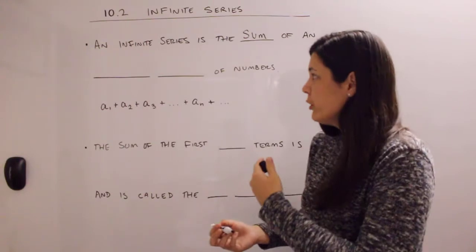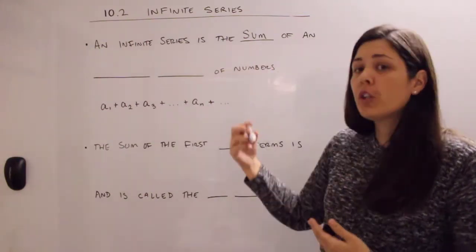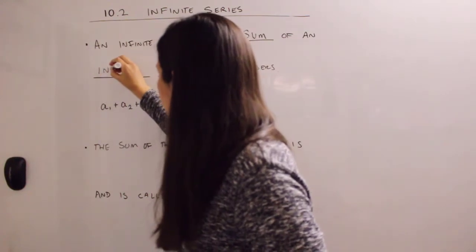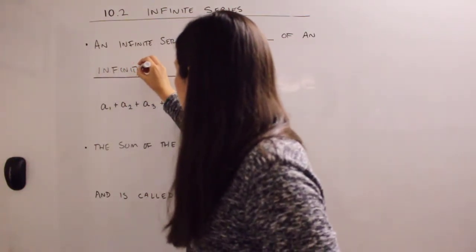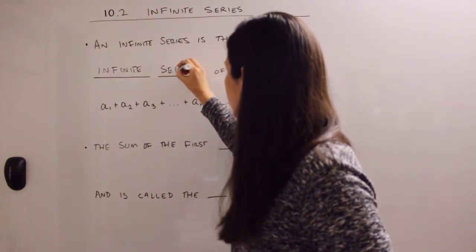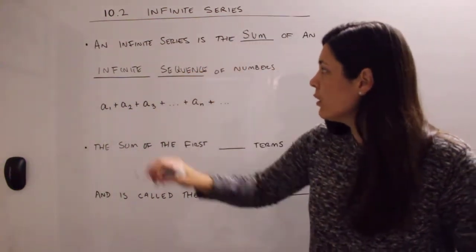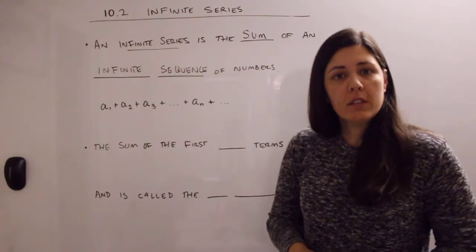And so an infinite series is the sum of something, and if you recall, the sequence has the list of the terms, so you're just adding the terms from the sequence. So it's the sum of an infinite sequence. Okay, so that's what we are calling an infinite series.